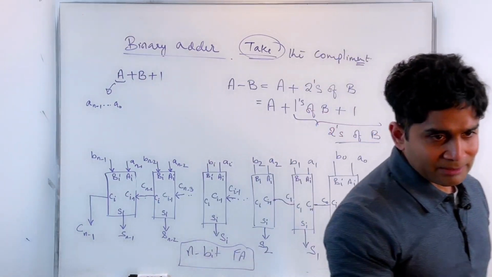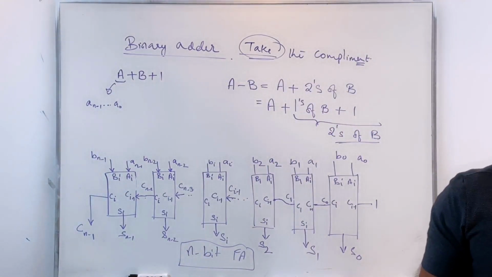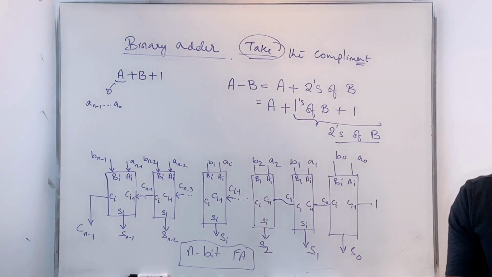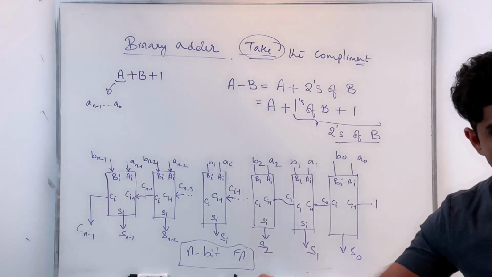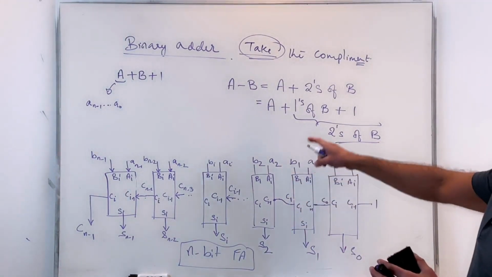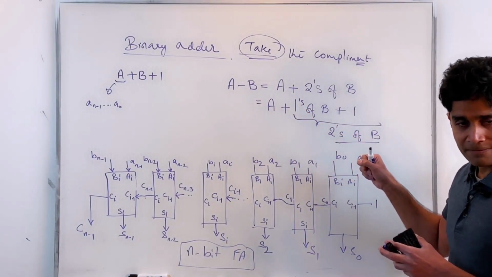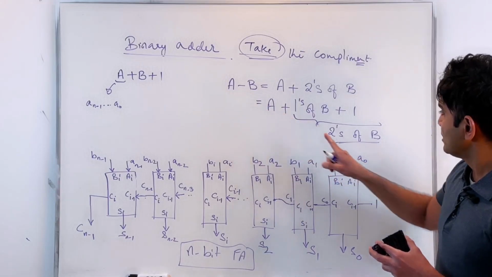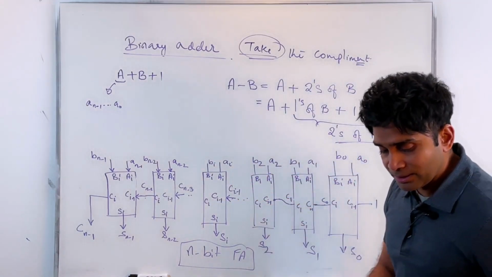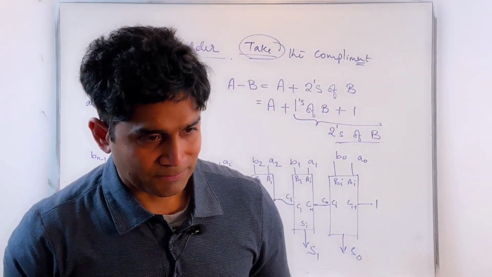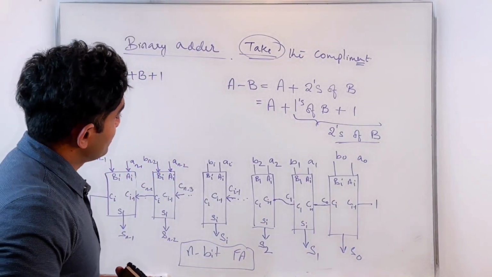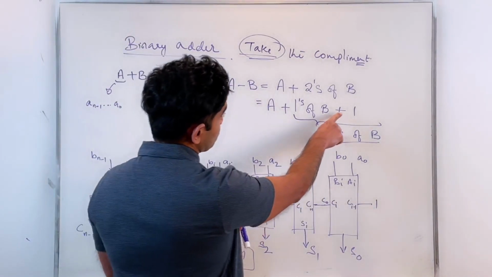So you take A, you add that to the 1's complement of B, and you add 1 to that, because the 1's complement of B plus 1 would give you the 2's complement of B. So now, in other words, you're adding A to the 2's complement of B, which is nothing but the A minus B operation, right? All right.